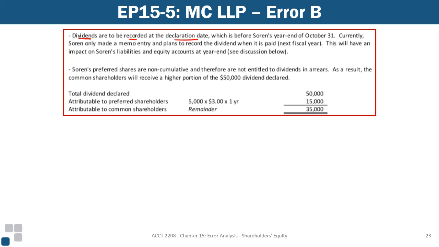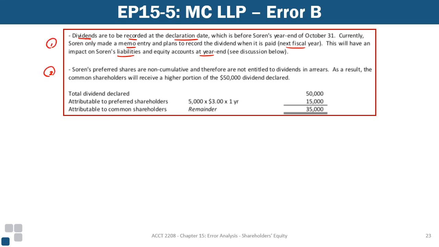Now, just because the dividend is declared doesn't mean it's paid on the same day. And so they only made a memo entry and plan to record the dividend when it's paid in the next fiscal year, right? So the problem here is that the liabilities and the equity accounts are not correct, right? If there's a dividend payable, the liabilities are too low. And because there should be a dividend, the equity accounts are too high. Now, that's error number one.